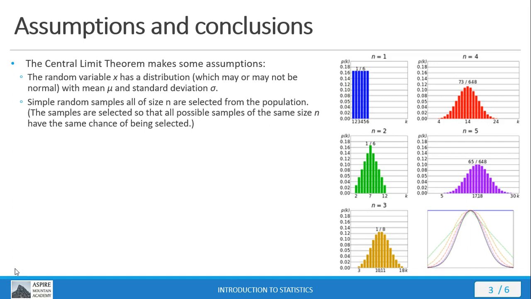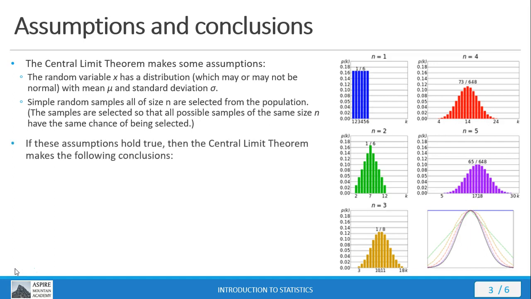So, assuming that we have a distribution, it can be any distribution, it could be uniform, it could be exponential, whatever it is. We're assuming that there is a distribution that has a mean value and a standard deviation, and we're taking simple random samples from that distribution. If these assumptions hold true, then the central limit theorem is going to make the following conclusions.